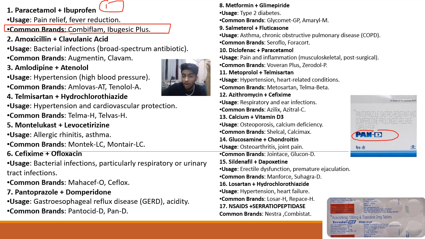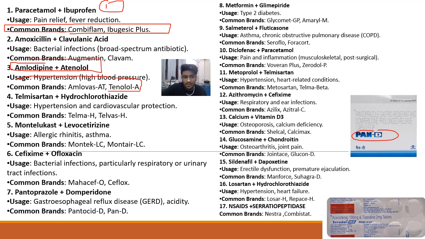Amoxicillin, clavulanic acid. You have Augmentin. You have Amoxiclav. Different formulations for bacterial infection. Then you have amlodipine, atenolol. Then you have telmisartan, amlodipine, telmisartan 40 mg and 5 mg amlodipine. So in amlodipine and atenolol, you have Atenolol A, you have Amlovas, telmisartan and hydrochlorothiazide, which is a diuretic. You have Telma H, Telvas H that are used for cardiovascular, cardioprotective activity. Montelukast, levocetirizine, Monter LC, Montec LC. These are most commonly prescribed medications.